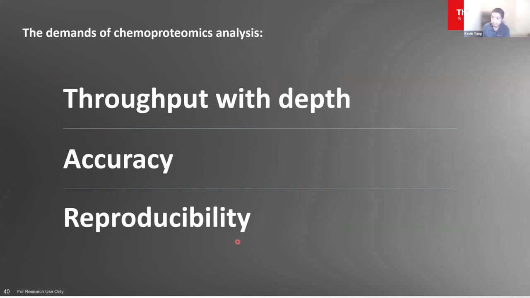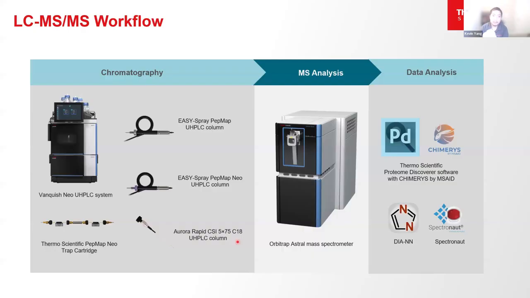Well, you need the throughput with depth, you need accurate quantitation, and you also need the reproducibility. To support this, we developed a DIA-LC-MS mass spec workflow on the Orbitrap Astral mass spectrometer. We have the Vanquish Neo UHPLC system using the trap and elute mode to promote the throughput. We have the Orbitrap Astral mass analyzer running with narrow window DIA that gives you big coverage, even at high throughput. And our raw data can be compared with almost any software in the market.